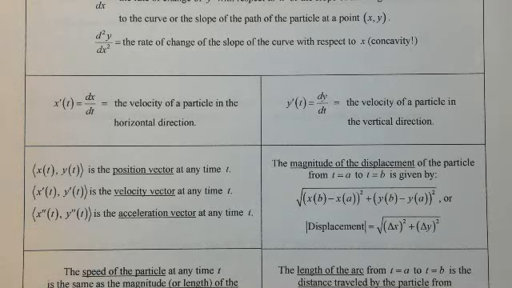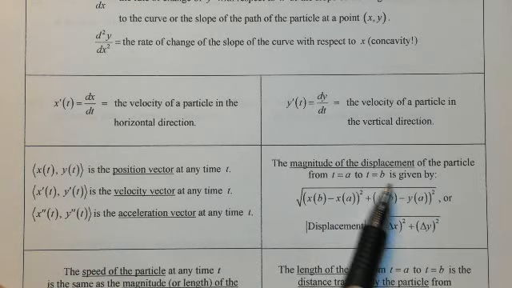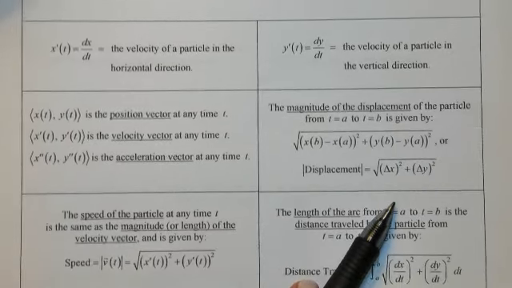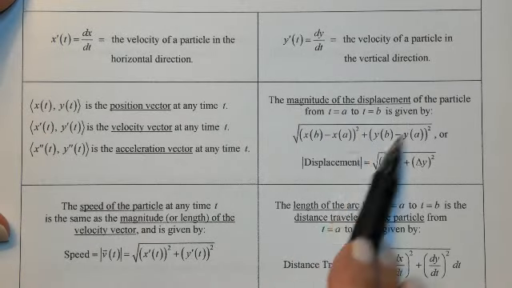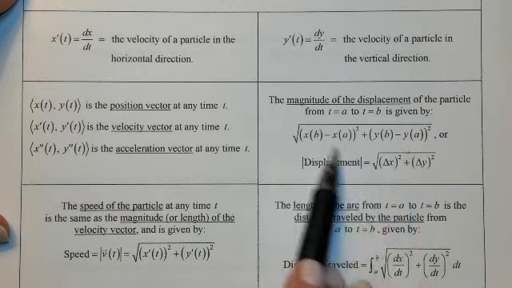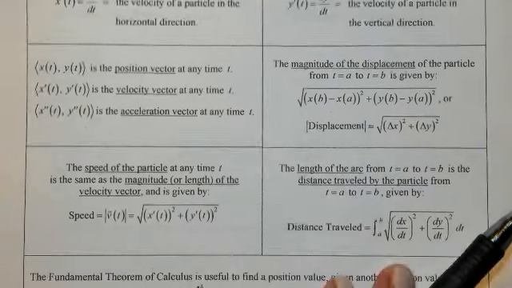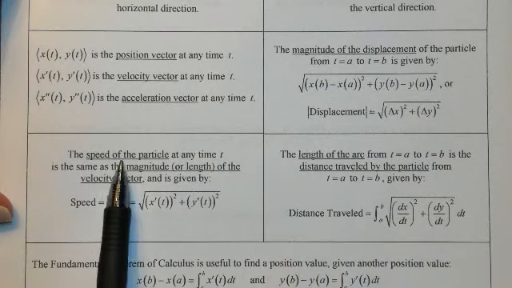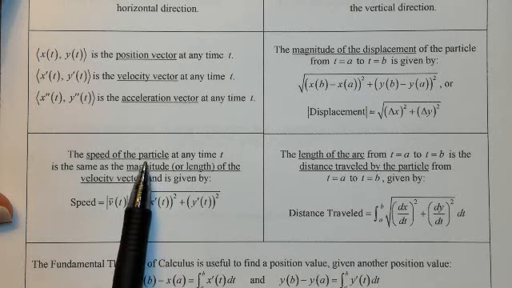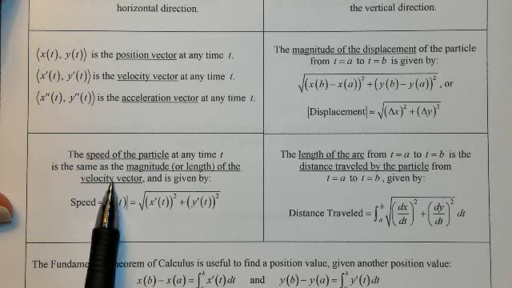The next thing on your formula sheet is called the magnitude of displacement. And yes, there's a formula here, but I'll introduce that in a problem to you, and it'll make sense. It looks very complicated here, but it really is not. The speed of the particle is the same as the magnitude of the velocity vector.